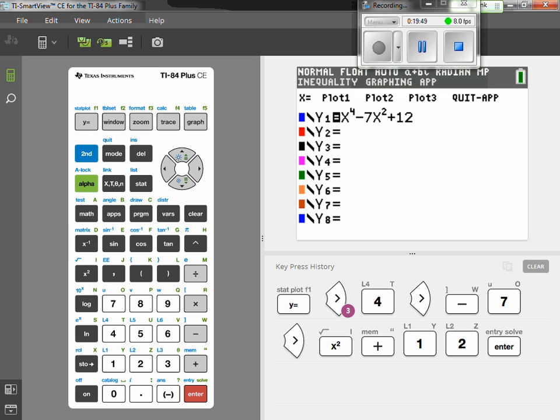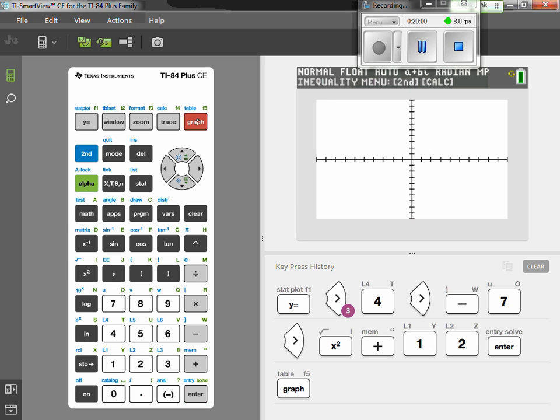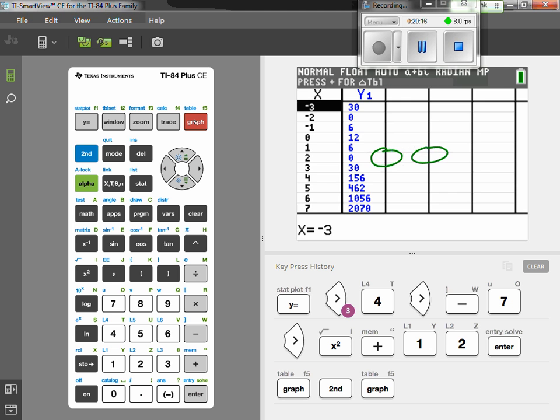Anybody still needing to get this typed in? Yes, we got it? Now, again, we're looking for what values of x is going to make this 0? Where it crosses the x-axis, yes? Now, does this cross the x-axis anywhere? No, but it comes down and intersects it or kind of touches it right there. Go to second graph.